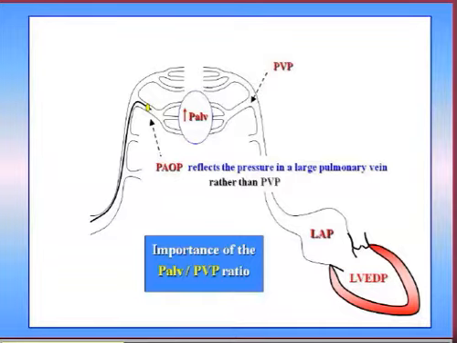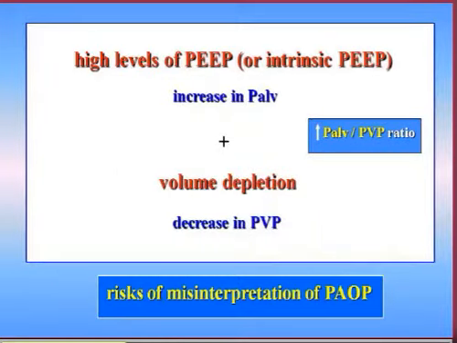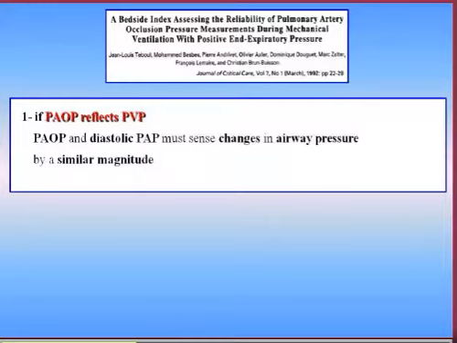It is very important to emphasize the alveolar pressure over pulmonary venous pressure ratio, because there are some conditions that increase alveolar pressure, which are high levels of PEEP or intrinsic PEEP, but there are also some conditions able to decrease pulmonary venous pressure, for example, volume depletion. And if you combine high PEEP and volume depletion, you may have an increase in the ratio of alveolar pressure over pulmonary venous pressure. And in this case, there is a high risk of misinterpretation of wedge pressure. So there is a possibility to solve this problem.